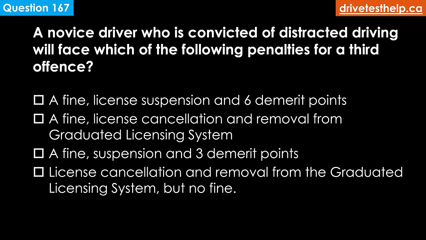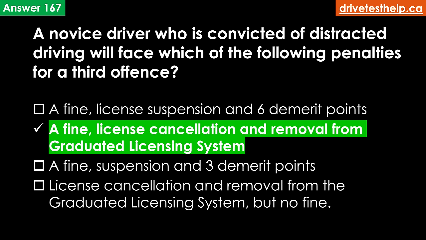A novice driver who is convicted of distracted driving will face which of the following penalties for a third offense? A fine, license suspension, and 6 demerit points. A fine, license cancellation and removal from the graduated licensing system. A fine, license suspension, and 3 demerit points. License cancellation and removal from the graduated licensing system, but no fine. The correct answer, a fine, license cancellation, and removal from the graduated licensing system.